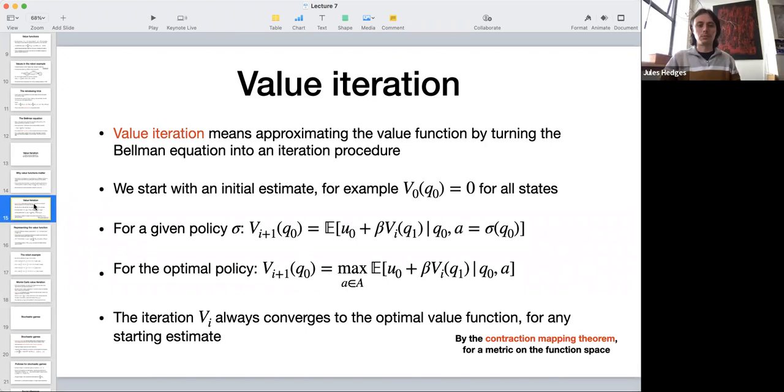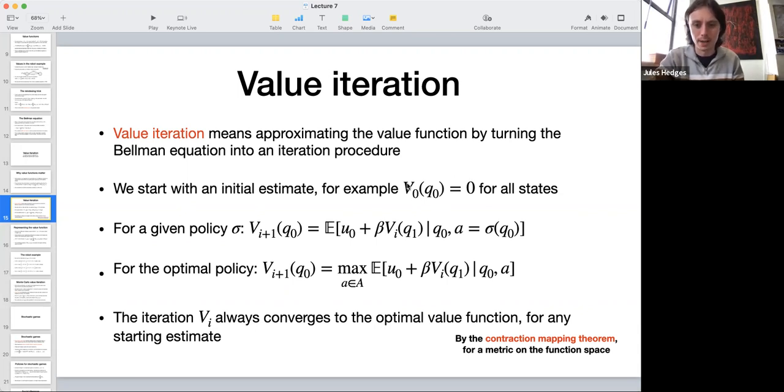Okay, so the idea of value iteration is that we turn the Bellman equation into an iteration procedure. So the Bellman equation has two copies of the value function, one on the left and one on the right. And what we say is that the one on the left is going to be kind of the next estimate. So we turn it into just an iteration. So we're going to start with any initial estimate. So a common one is just to say that the initial estimate of the value of any state is 0.